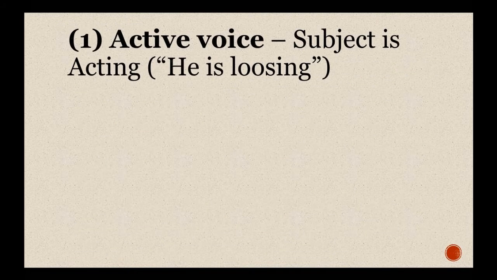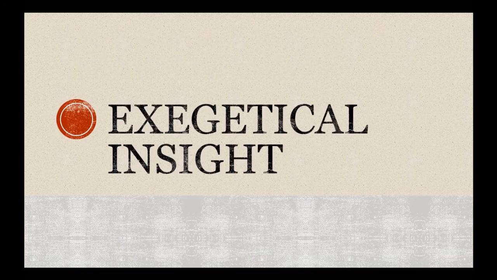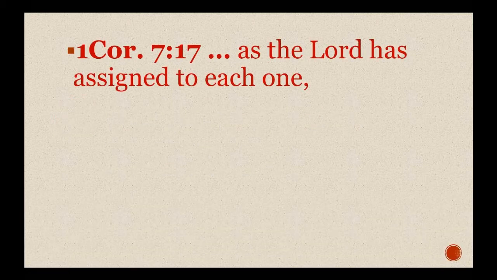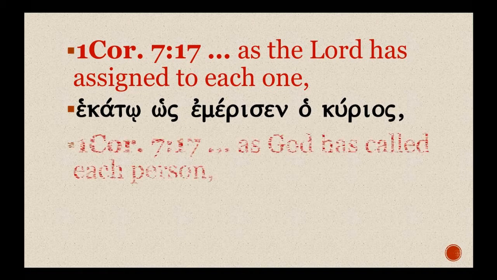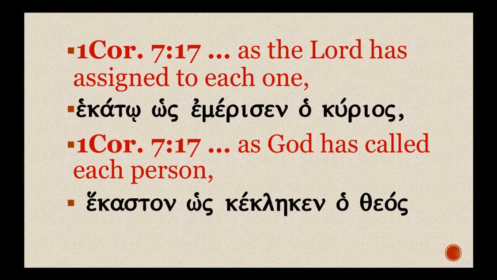So who does it? We have active voice, subject is acting. He is loosing, and that is the simplistic way to express it, but active voice: he is loosing. With each of these, I'll give you a little bit of an exegetical insight. So here's what's interesting. 1 Corinthians 7:17, we have, "as the Lord has assigned to each one." Okay, and that's that part of the verse in Greek. And then we have the second part of the verse, "as God has called each one."